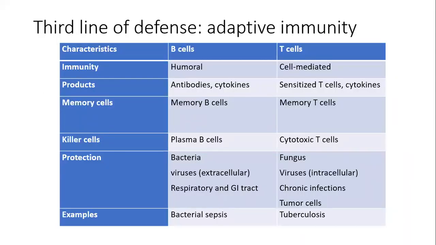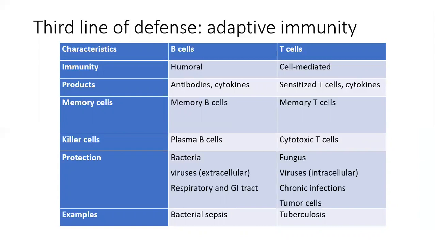So let's talk a little bit about the third line of defense, which is adaptive immunity. Just generally, just so you know that it's out there. So the characteristics include, so there's two main players in the adaptive immune response. There's B cells and T cells. So the B cells are responsible for the humoral immunity, and it works through antibodies and cytokines.